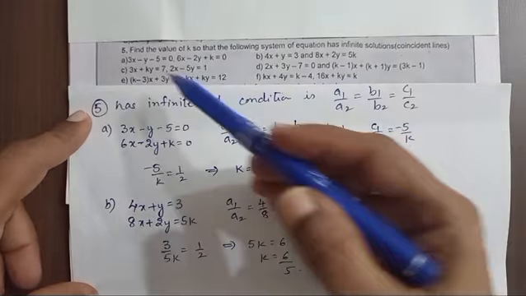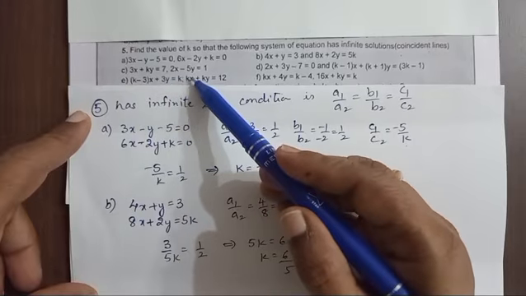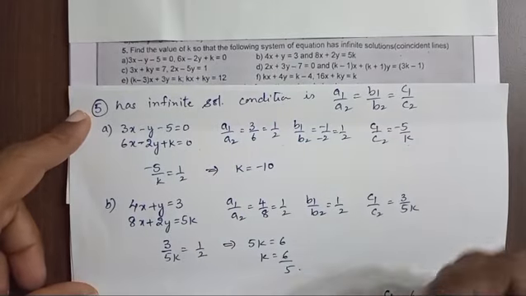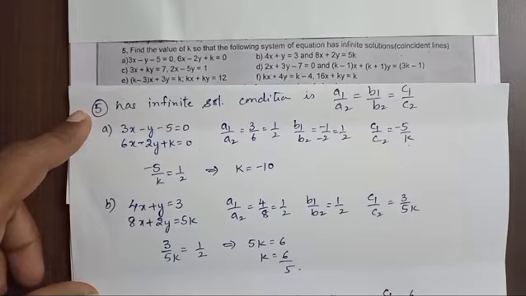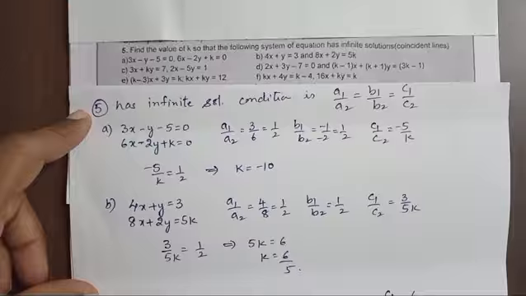Third question, C. 3x plus ky is equal to 7. 2x minus 5y is equal to 1. Here the ratio a1 by a2 is equal to 3 by 2. b1 by b2 is k by minus 5 and c1 by c2 is 6 by 4. Let me take these two ratios. 3 by 2 is equal to minus k by 5. Cross multiplication, we get minus 2k is equal to 15. k is equal to minus 15 by 2.